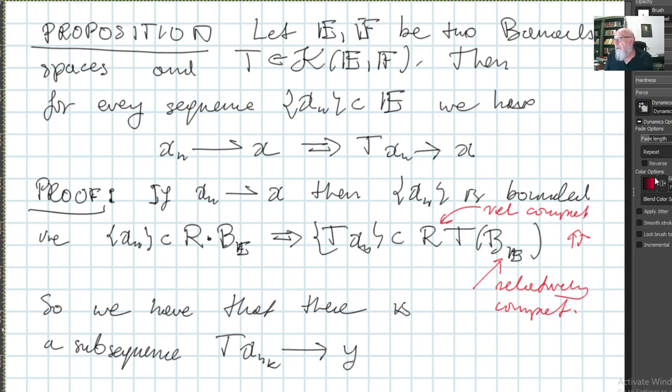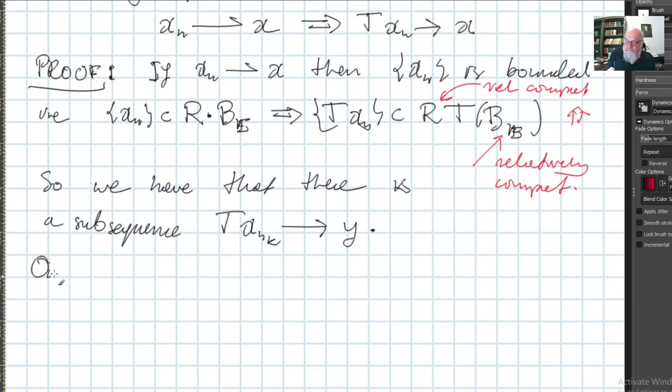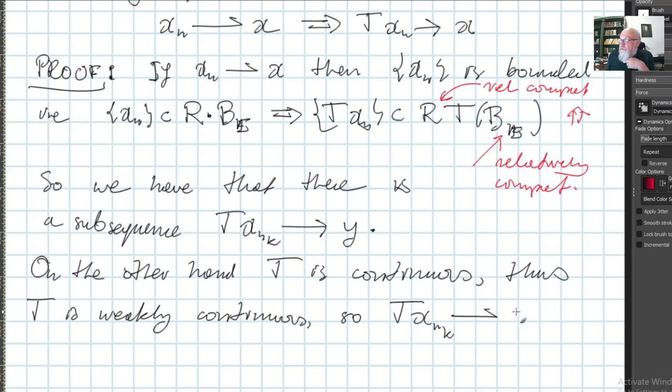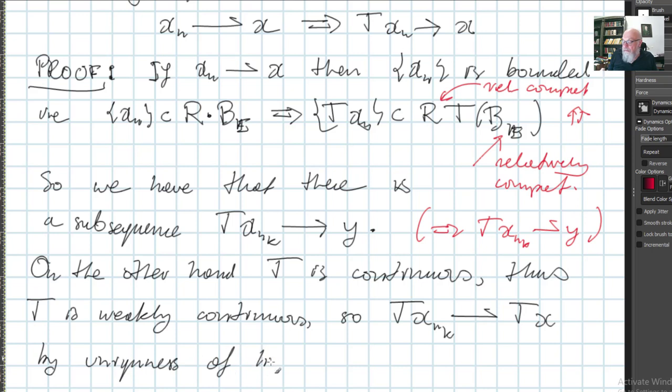So we are standing here. On the other hand, T is continuous. Thus, T is weakly continuous. So we also have here that Txnk converges weakly to T of x. But strong convergence implies weak convergence, so this implies also that Txnk converges weakly to y, clearly. So, by uniqueness of the limit, Tx must be equal to y.